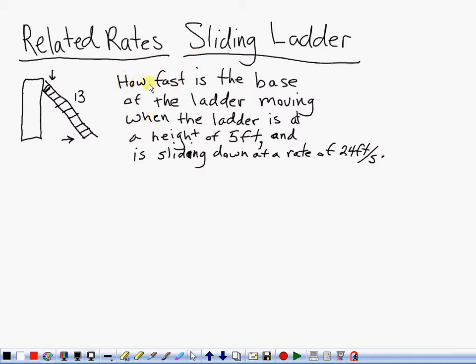Okay, so this problem is how fast is the base of the ladder moving when the ladder is at a height of 5 feet and is sliding down at a rate of 24 feet per second. So here's the top of the ladder. Here's the bottom of the ladder, and this ladder is 13 feet long. So basically it says it's sliding down at a rate of 24 feet per second. So this direction represents X, this direction represents Y, and since it's going down, the rate that it's sliding down at is actually going to be negative 24 feet per second because it's going in the down direction.